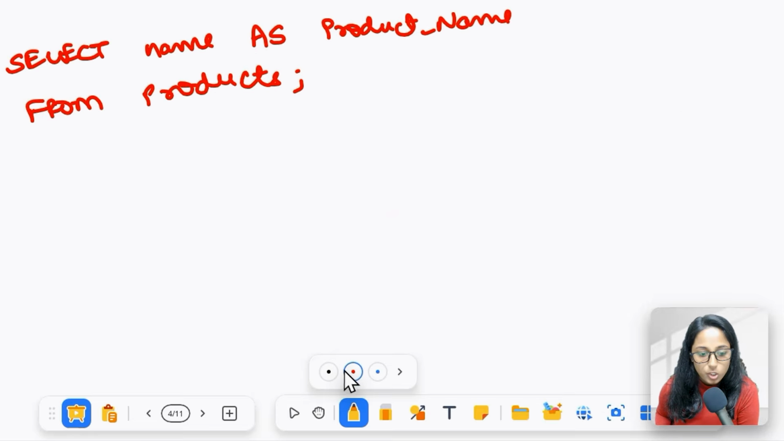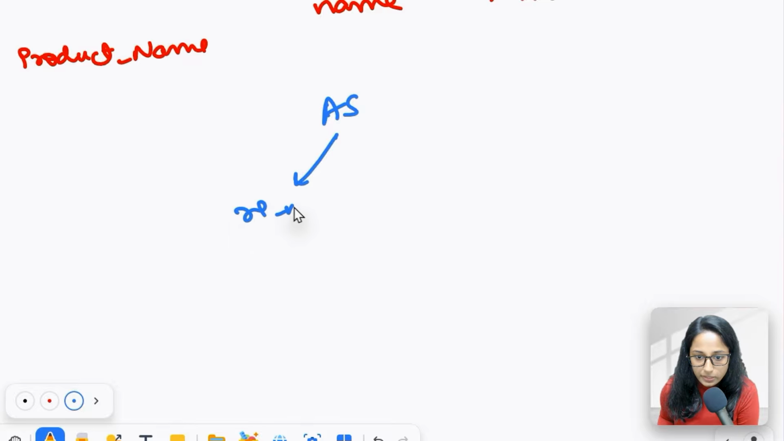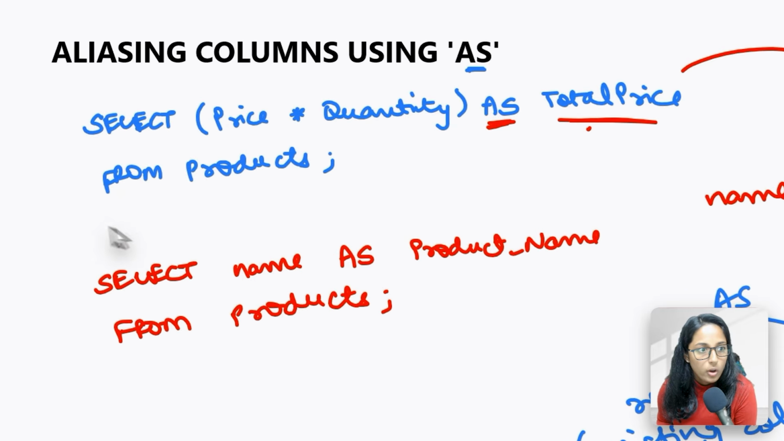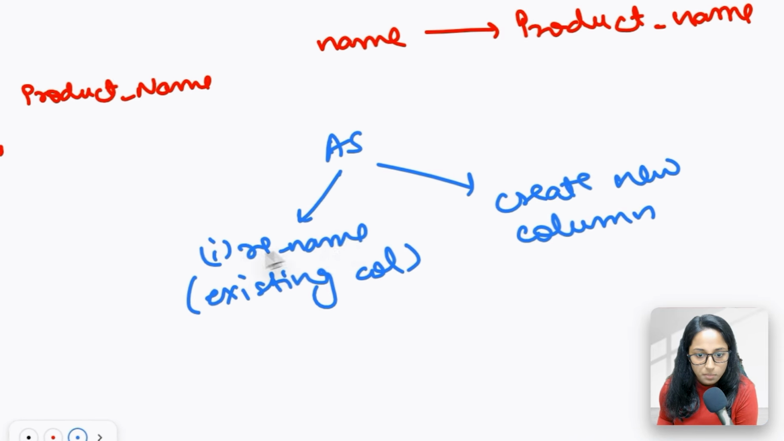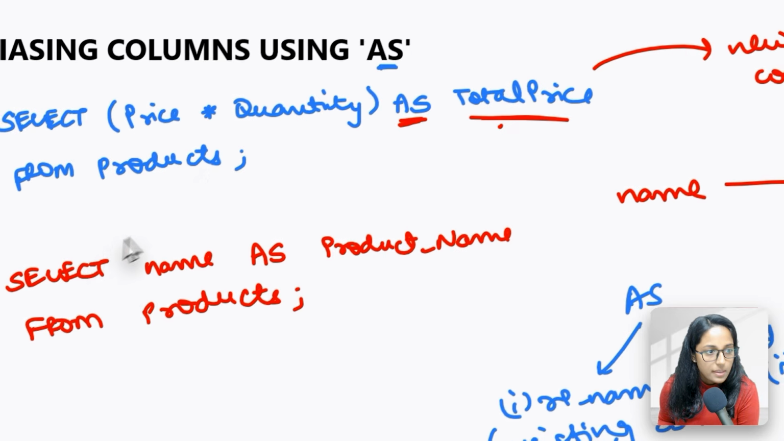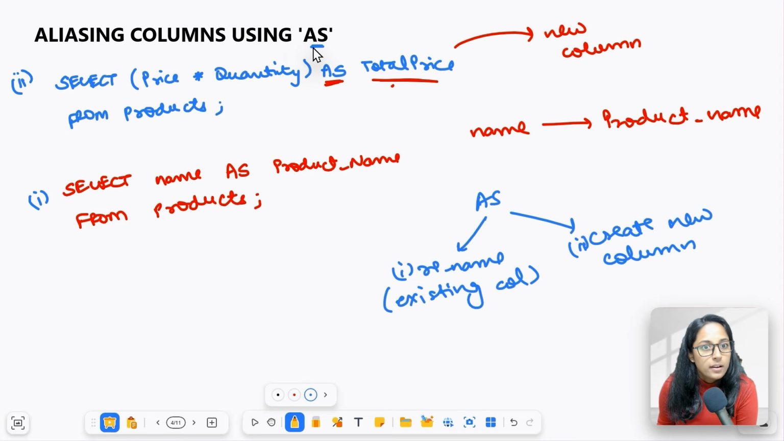So we can use this as for two things. One is to rename an already existing column, and one is to create a new column. So if I say this is my case 1 and this is my case 2, in this case this is my case 2 and this is my case 1. So using the as keyword, we were able to create a new column, as well as rename the column. I hope using the as is clear.